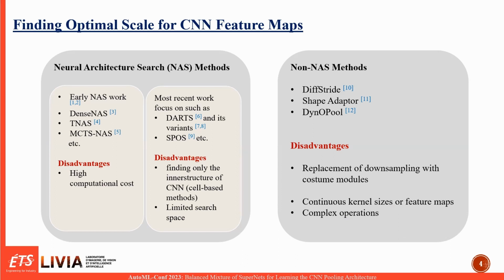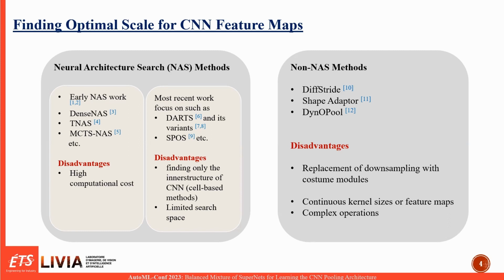We can separate current NAS search spaces in two groups. The first one contains early NAS work and some recent work, and they try to search for the entire network architecture. Although it's more global search space, it often requires high computation. The second group only searches for the operations inside the layer and fixes the skeleton of the network.